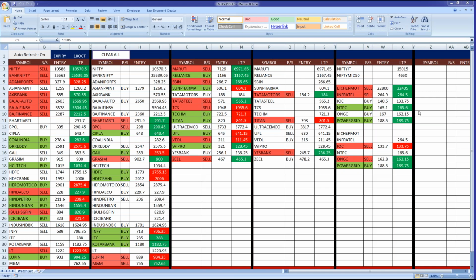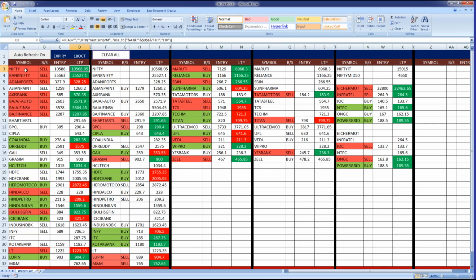Okay, I'll just repeat it again. So what you're seeing here is an Excel application. It's a very simple application. You just type your symbol here, and next to that you type either a buy or a sell, and your entry price. And this LTP is actually generated from your trading terminal, the Nest terminal that we use.